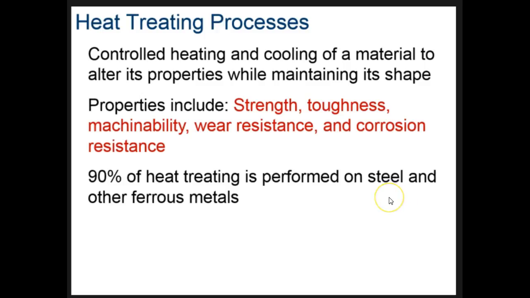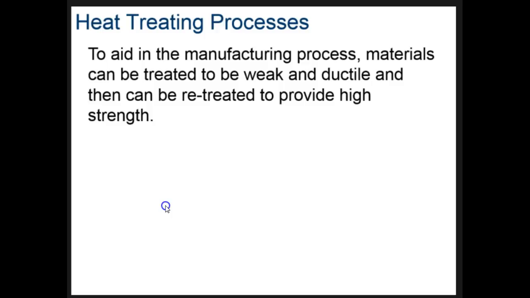We also have a process called heat treating, where we're changing the properties of the material, strengthen it, toughen it, etc. by heating it up and cooling it and controlling the process that we do it with. Most of the time, if we're talking about heat treating, we're talking about steel or other ferrous metals. That means metals that can contain iron.